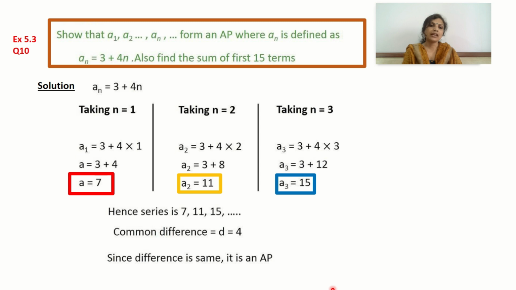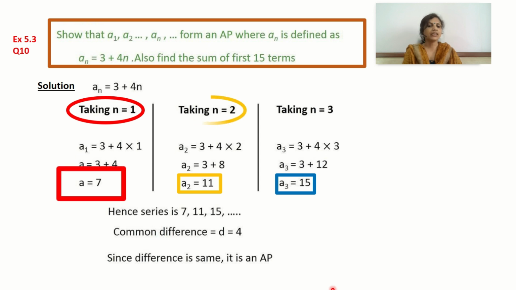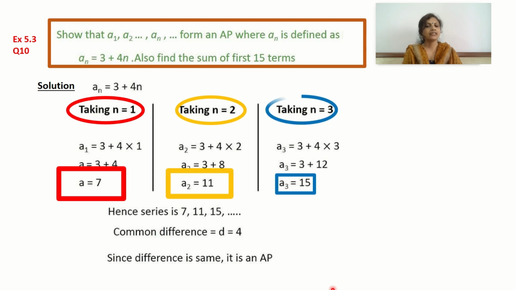So if I substitute n is equal to 1, n is equal to 2, n is equal to 3, I'll get first term, second term and third term. Alright, so let's do that. So taking n is equal to 1, I'll have A1 as 7. If I put n is equal to 2, I'm getting A2 is equal to 11. When you put n is equal to 3, you get A3 as 15. So we got A1, A2 and A3. Hence our series is 7, 11, 15 and so on.